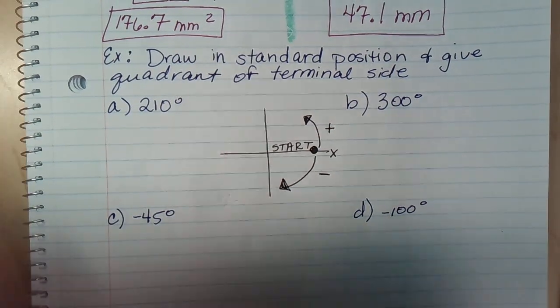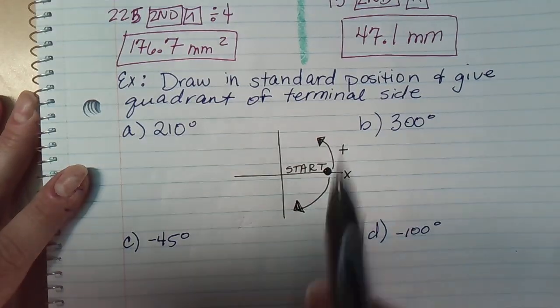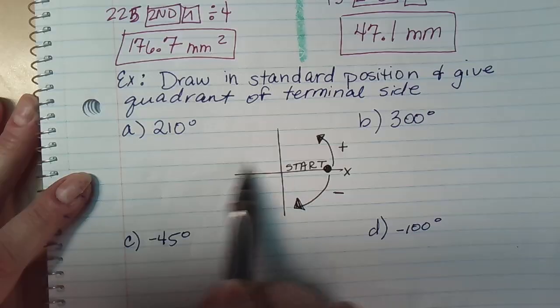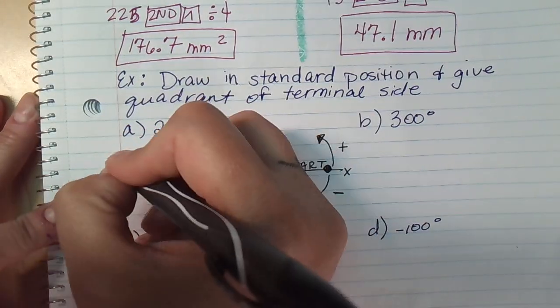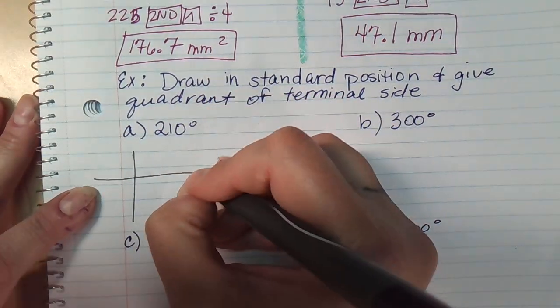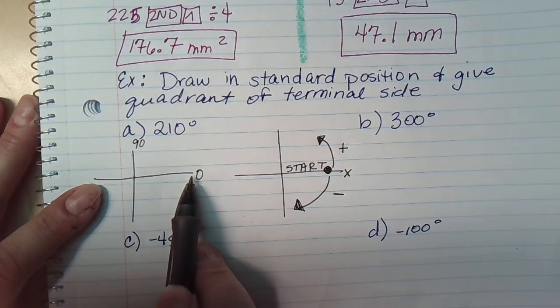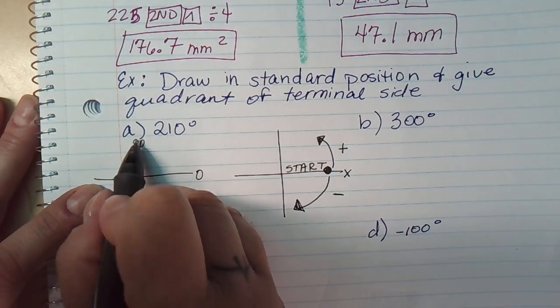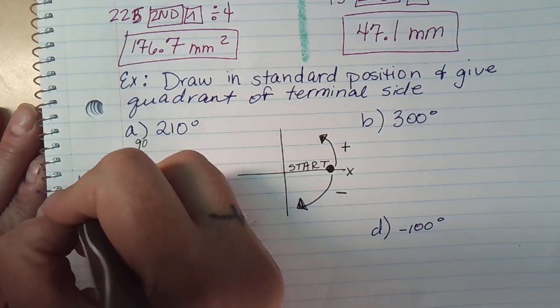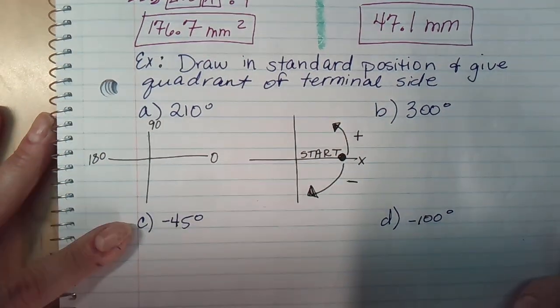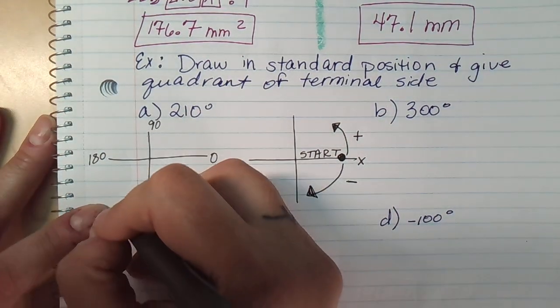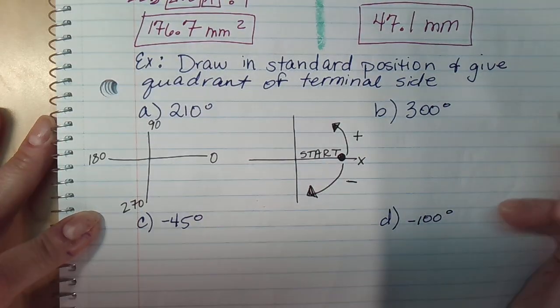Okay. So, oh, and let's remember that every quadrant is 90. Okay, so if I were to draw this, 0 is right here. Then you go up and it's 90. Another quadrant is adding another 90, or 180. Another quadrant is adding another 90, or 270.